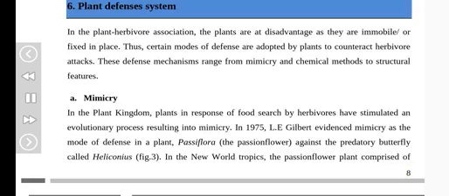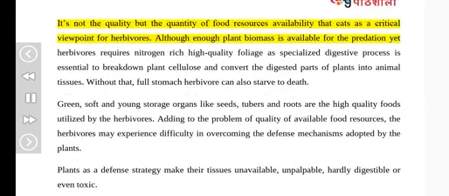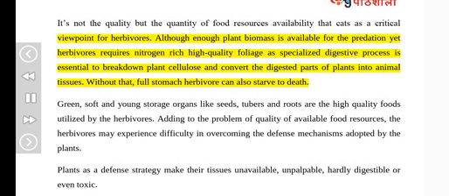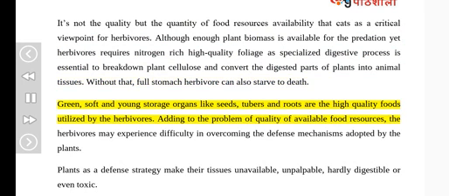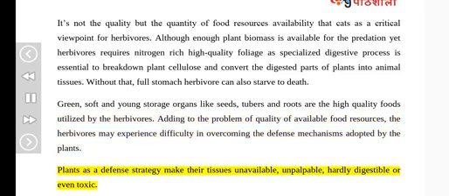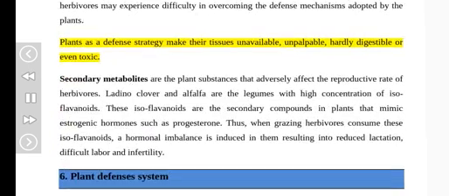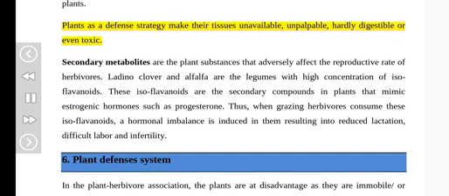It's not the quality but the quantity of food resources availability that counts as a critical viewpoint for herbivores. Although enough plant biomass is available for the predation, yet herbivores require nitrogen-rich high-quality foliage. A specialized digestive process is essential to break down plant cellulose and convert the digested parts of plants into animal tissues. Without that, a full-stomach herbivore can also starve to death. Green, soft and young storage organs like seeds, tubers and roots are the high-quality foods utilized by the herbivores. Adding to the problem of quality of available food resources, the herbivores may experience difficulty in overcoming the defense mechanisms adopted by the plants. Plants as a defense strategy make their tissues unavailable, unpalatable, hardly digestible or even toxic.